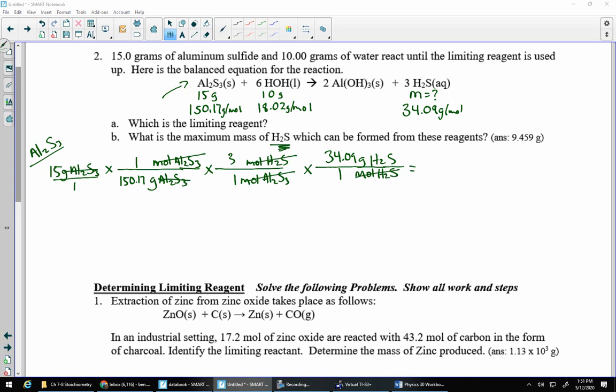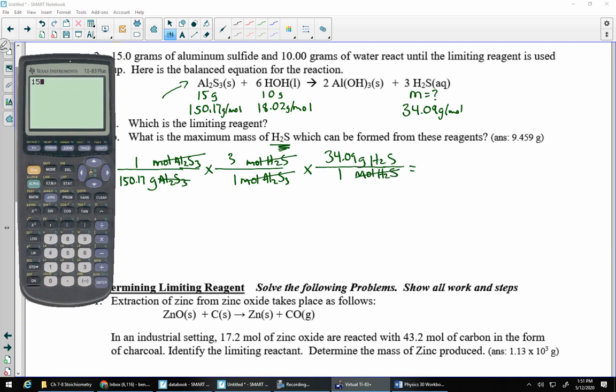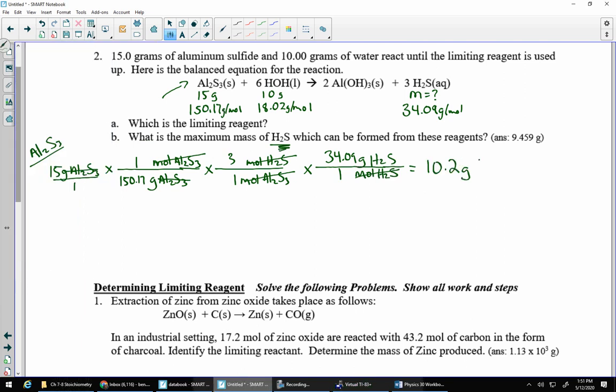And I can go ahead and get the old calculator out again and just go, okay, so it was 15 grams. I believe it was 15. Yes, 15 grams divided by 150.17 times 3 times 34.09. Nice. And that will give me, let's see, with sig digs, 10.2, I believe. So 10.2 grams of H2S. So if we had 15 grams of aluminum sulfide and unlimited whatever else, we could get 10.2 grams of H2S.